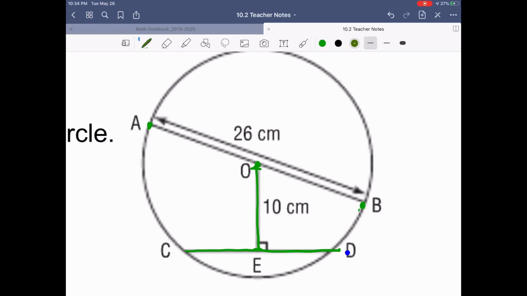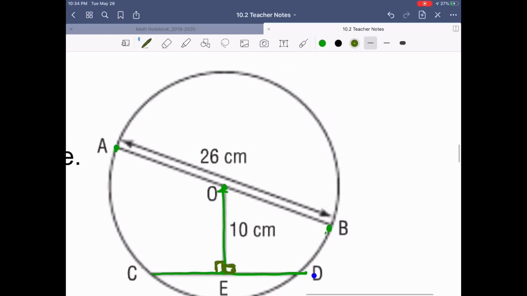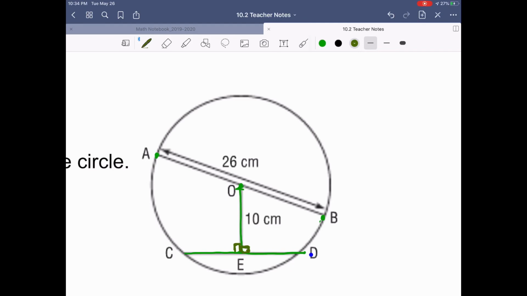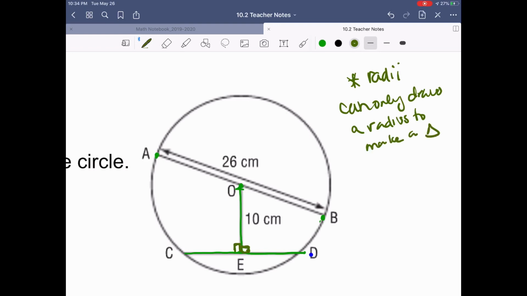So with this topic, you guys, whenever you need to find the length of anything, you need to make a right angle triangle somehow, okay? So what you should recognize right here is that you have a right angle given right here because it's a bisector, okay? Now, the only lines you can draw to make right angle triangles are radii. You can only draw a radius or a diameter, but specifically a radius, to make a triangle in order to be able to do Pythagorean theorem.